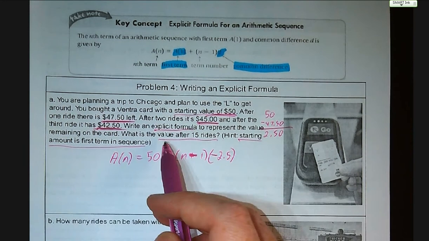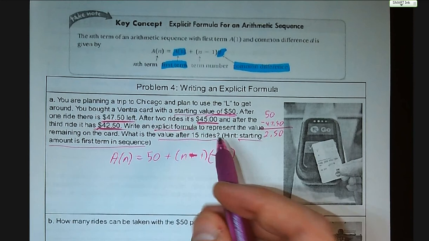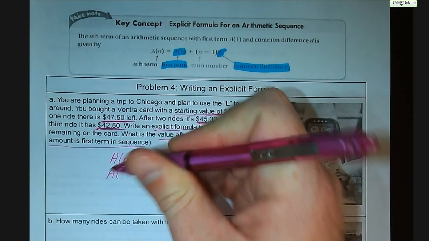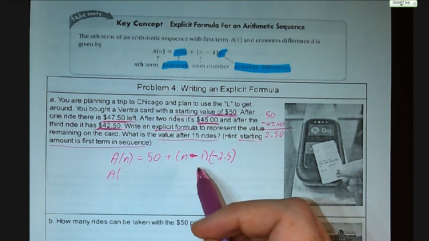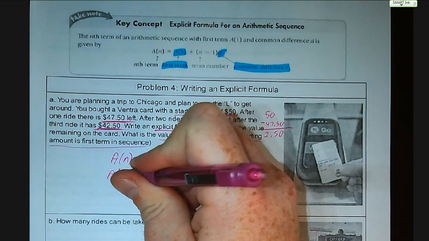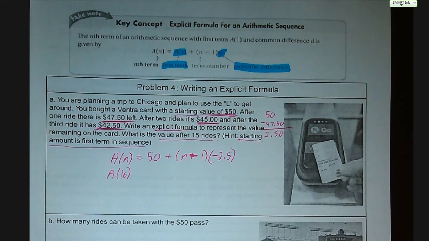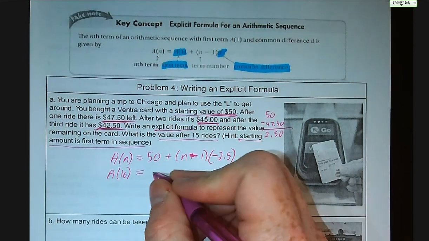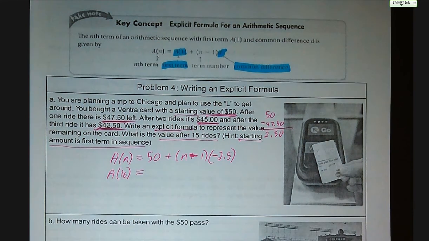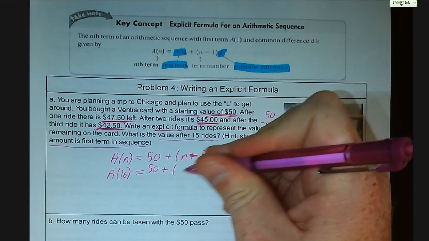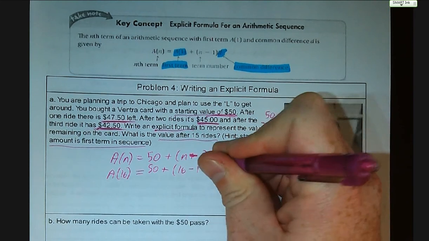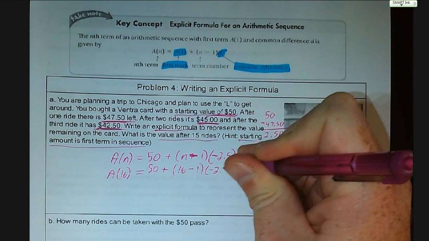So the thing here though is that they're asking what is the value after 15 rides. Now one part that might be a little bit tricky is you might think that you need to plug in the value 15 for this, but it's after 15 rides. So technically, that would be the 16th term in the sequence. Oh, yes, because the first term is your starting value. That's a much better way to put it. So now we're going to plug in the 16 for n and solve this just like we would any other equation.